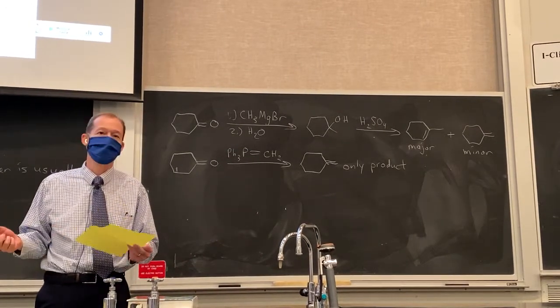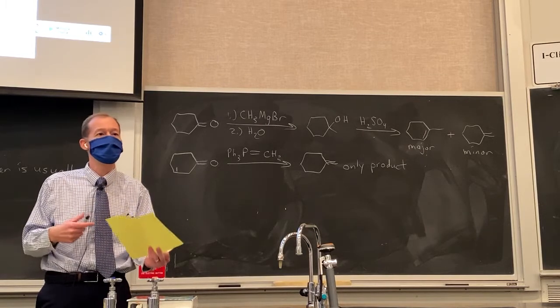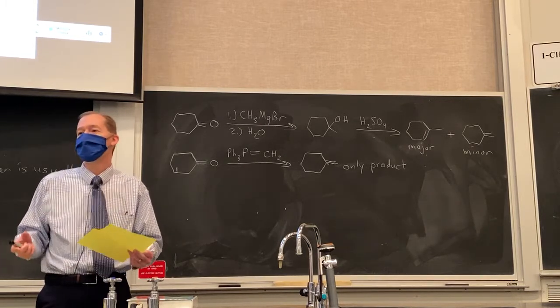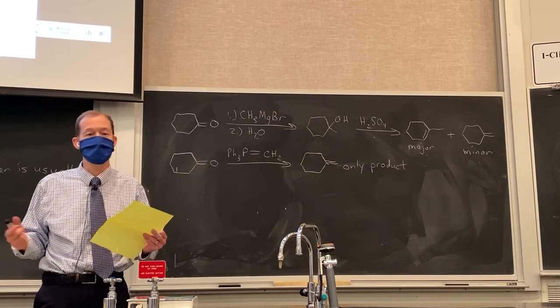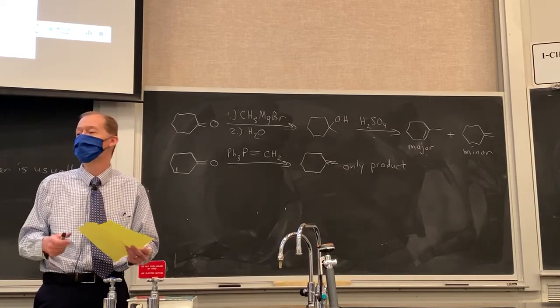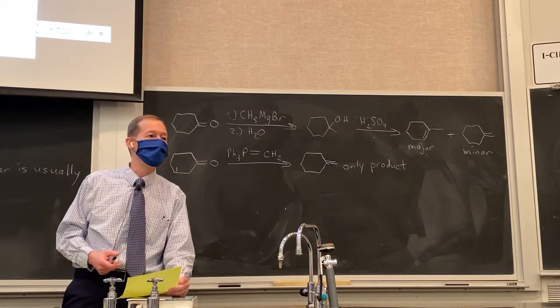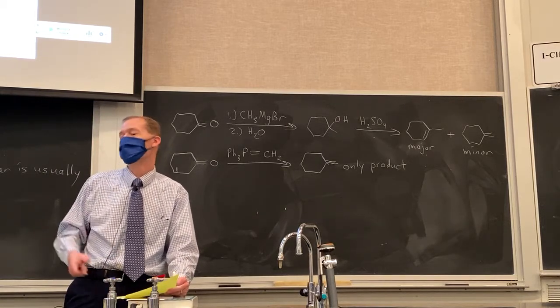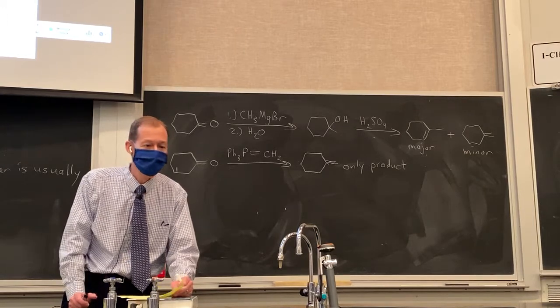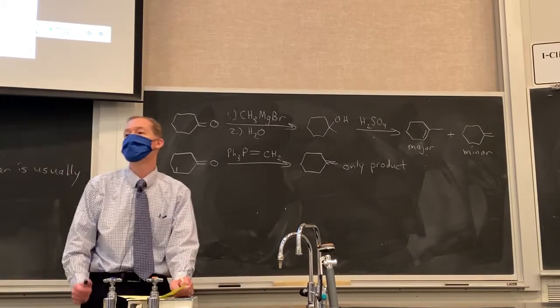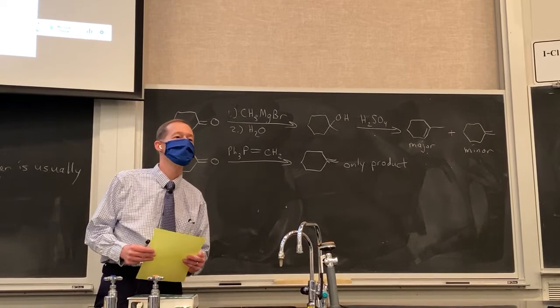So that's the biggest advantage of the Wittig reaction, that we get only one constitutional isomer from the reaction. Whereas if we're performing a dehydration or other eliminations, we typically get multiple constitutional isomers, usually a major and a minor product. So that's why the Wittig reaction is widely used. That's why Georg Wittig ended up winning the Nobel Prize for discovering it. Any questions about Wittig reactions?